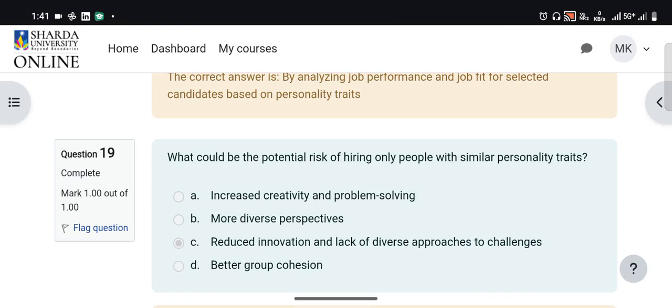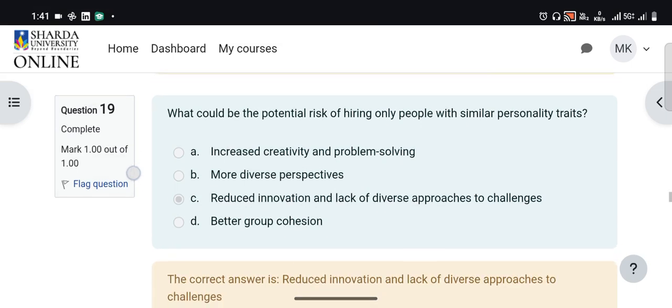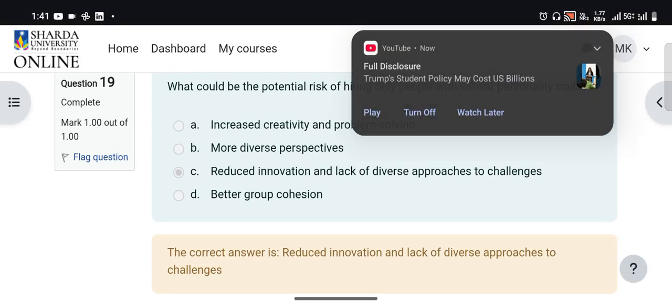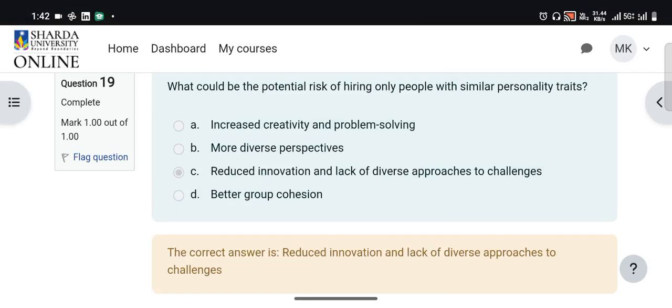Question number 19. What could be the potential risk of hiring only people with similar personality traits? Option A, increased creativity and problem solving. Option B, more diverse perspectives. Option C, reduced innovation and lack of diverse approaches to challenges. Option D, better group cohesion. The correct answer is reduced innovation and lack of diverse approaches to challenges.